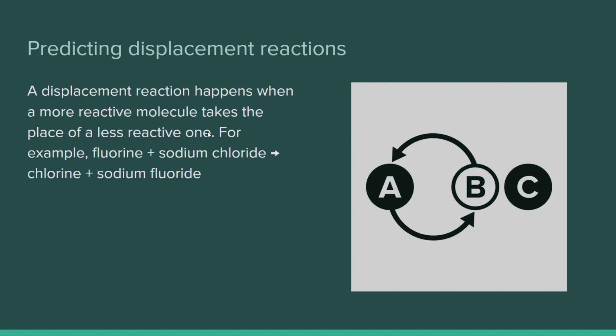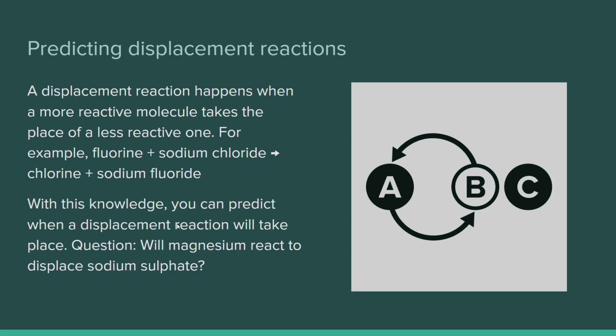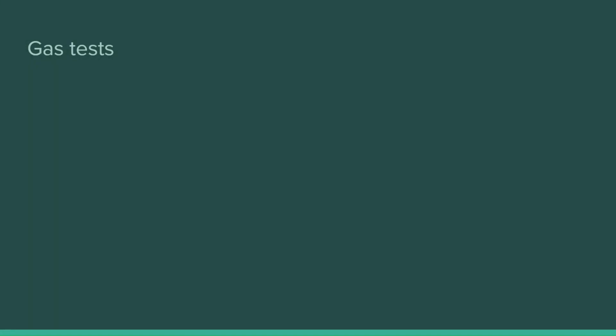There's displacement reactions, which are when a more reactive element takes the place of a less reactive one. For example, fluorine and sodium chloride will create chlorine plus sodium fluoride because the fluorine is taking the place of the chloride, as demonstrated in this diagram here. So with this, you can predict when a displacement reaction will take place, but you also need to know the reactivity series for that. So a quick question: will magnesium react to displace sodium sulfate? No, it won't because sodium is more reactive than magnesium.